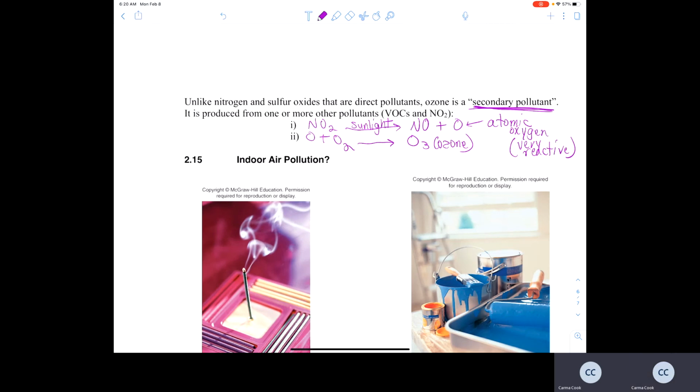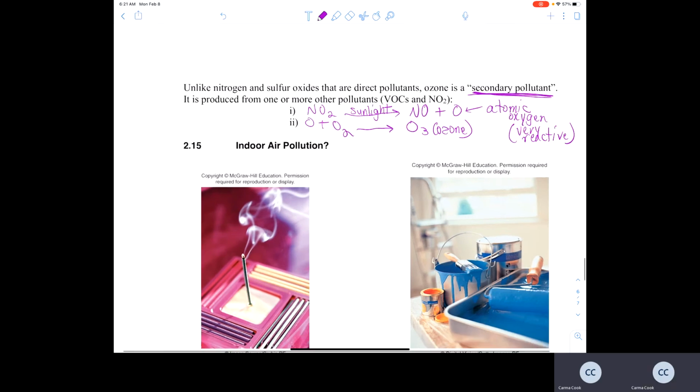In the stratosphere, that's where ozone belongs. It keeps us safe from cosmic solar rays because it destroys the strongest UV radiation before it reaches the Earth. But ozone in the troposphere is a secondary air pollutant.